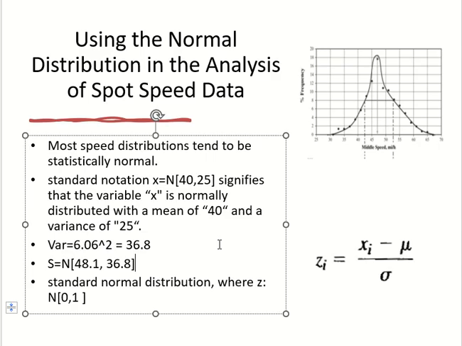We have another variation of normal distribution, which is the standard normal distribution. And this is how I represent a standard normal distribution. Now who can read this? What does it say?